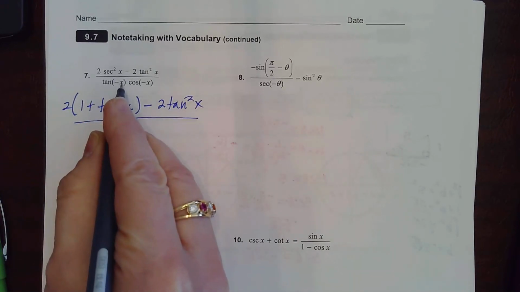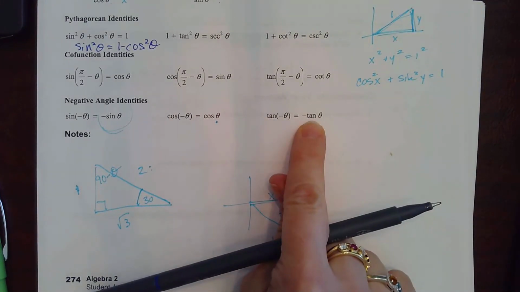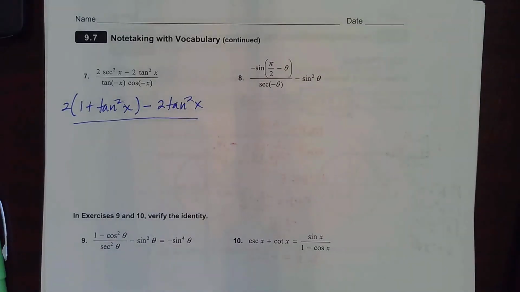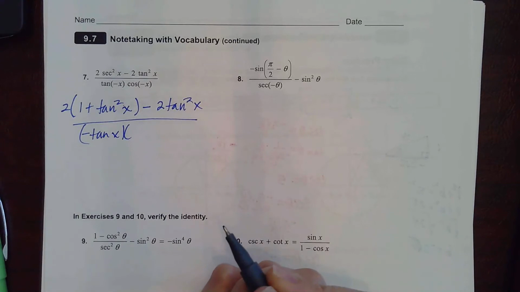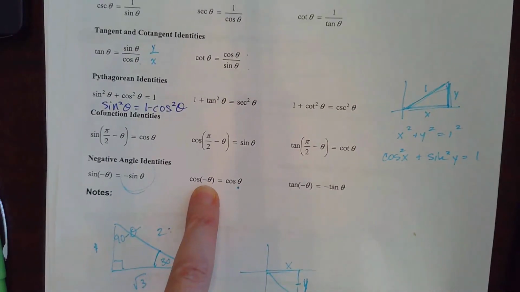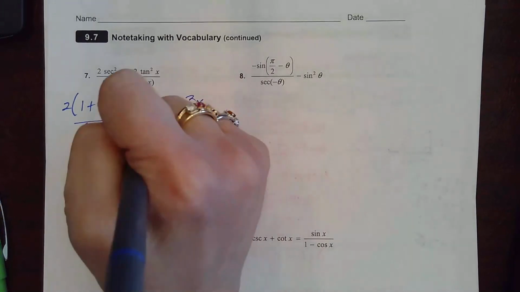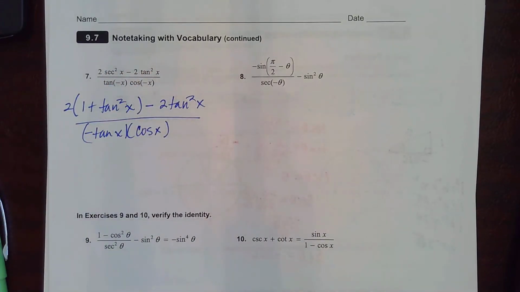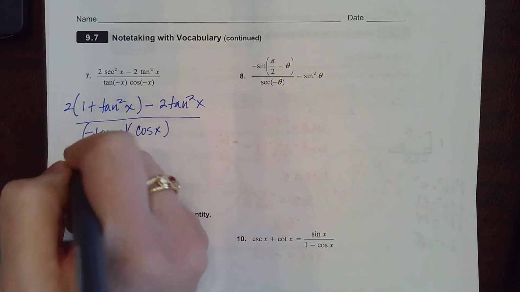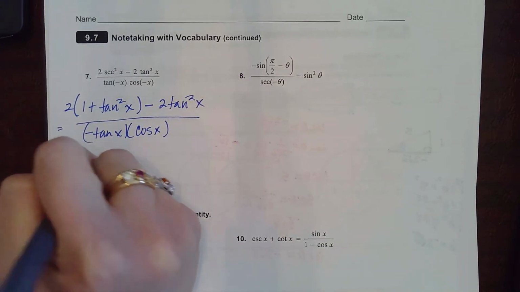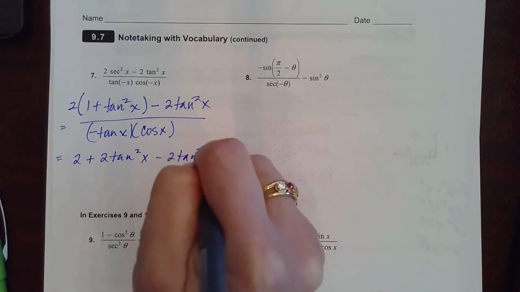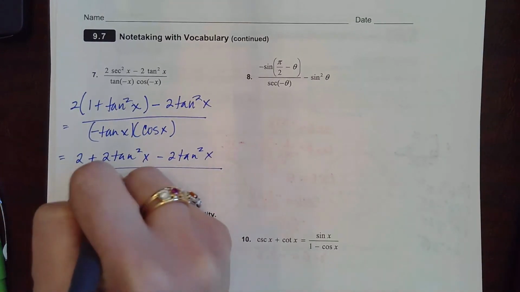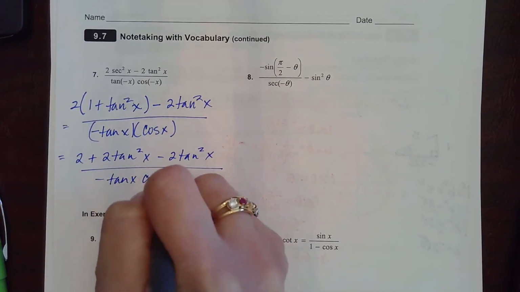And then tangent of negative x. So tangent of negative x, that's those negative things. So tangent of negative x is equal to negative tangent of x. So I'm just going to substitute in here negative tangent of x. And then cosine of negative x. Cosine of negative x is equal to cosine of x. So I'm going to substitute that in. And then let's simplify. So I'm going to distribute this 2. So I get 2 plus 2 tangent squared x minus 2 tangent squared x over negative tangent x cosine x.